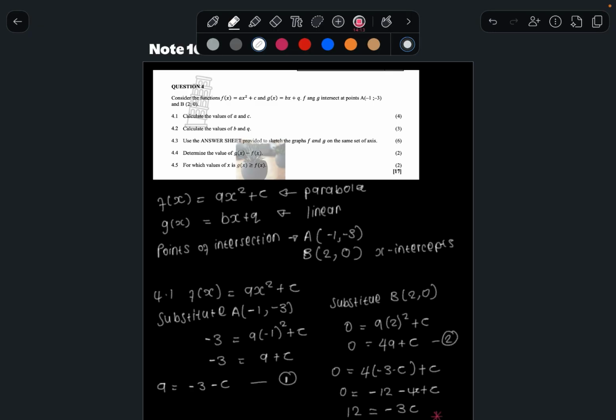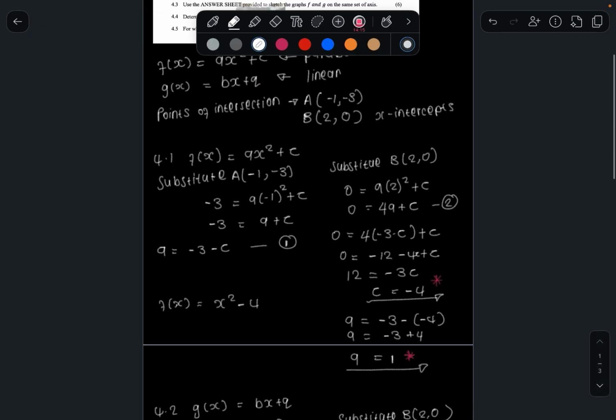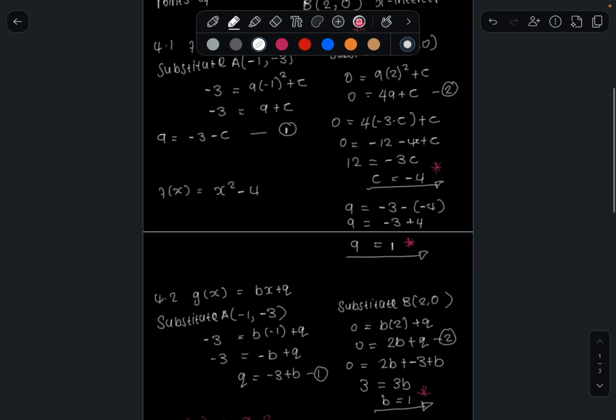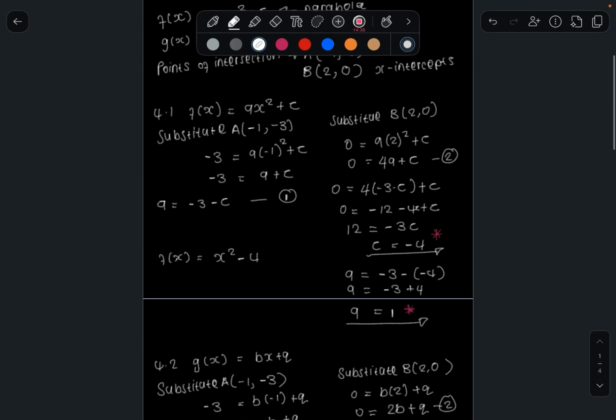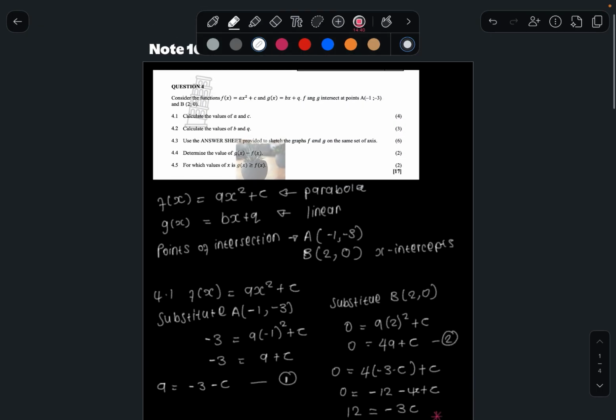The next question says, use the answer sheet provided to sketch the graphs f and g on the same axis. So basically, we have our formulas, right? We have f of x. Let me note that down for the new question. 4.3. f of x is equals to x squared minus 4. g of x is equals to x minus 2, right? Just for making things easier, right? So then we have noted that down.